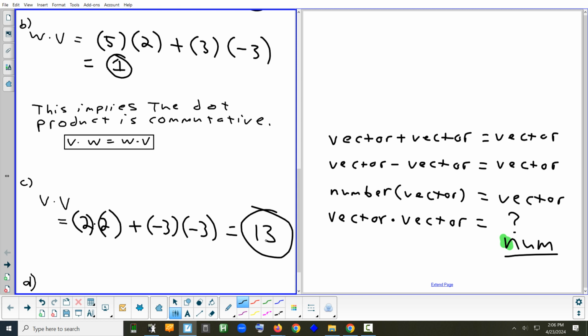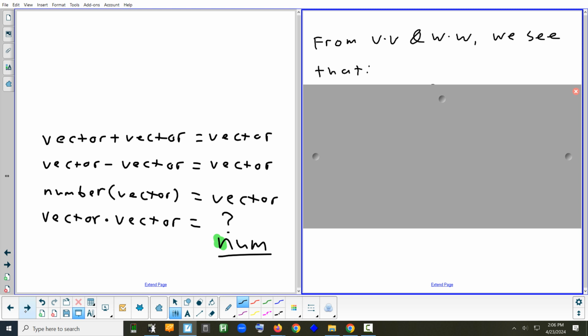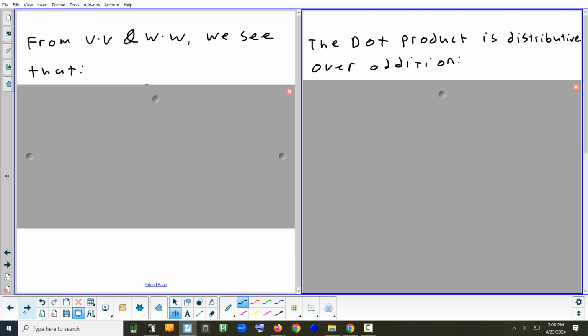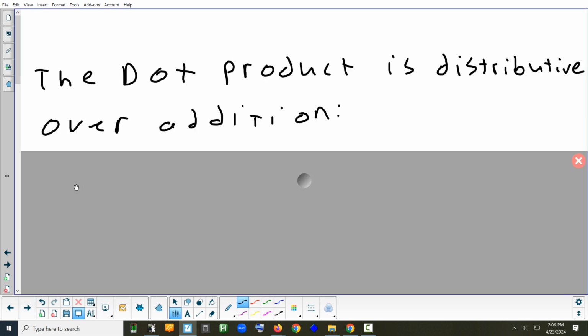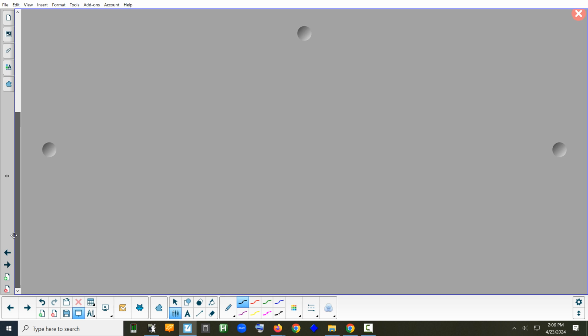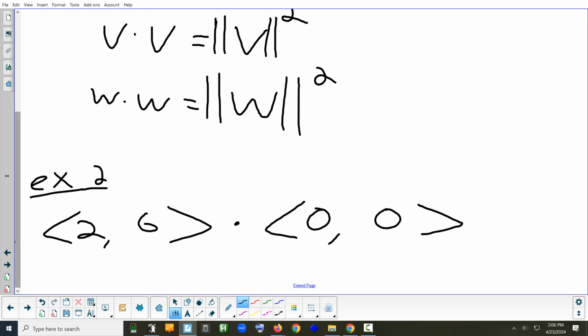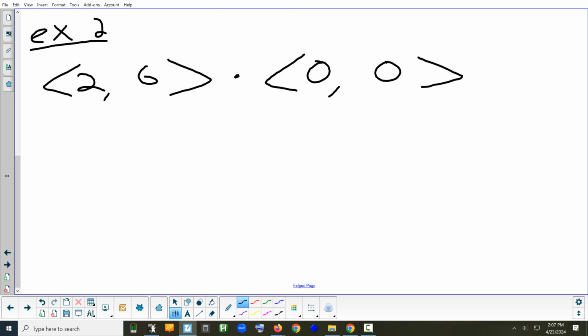I'm not going to do D, but any question on finding those dot products? Okay. I have more. Okay, let's find this dot product. This time I didn't write the vectors with i's and j's. I used the older notation we learned, the first one.